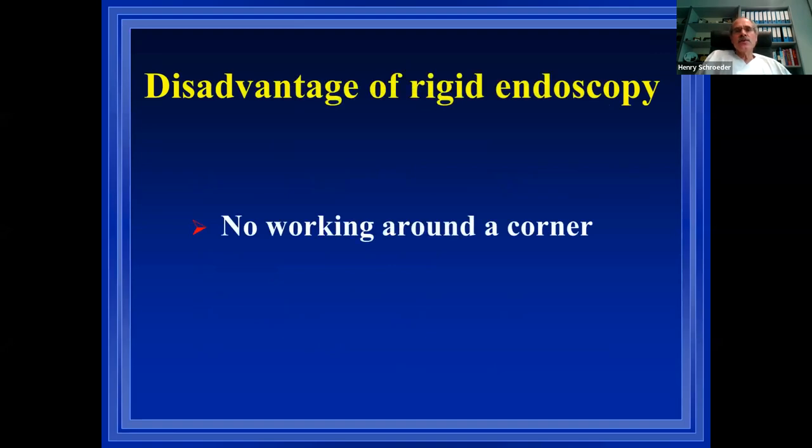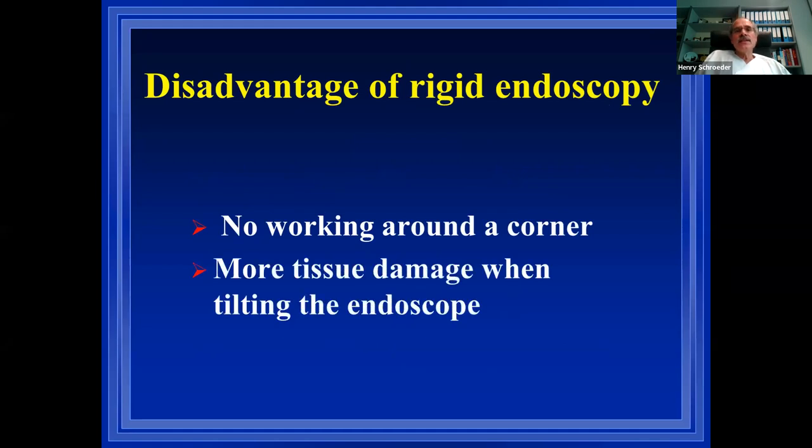The disadvantage is, of course, we cannot work around the corner because it's a rigid endoscope. And when you move the endoscope in the cortical puncture channel, you have more risk to damage tissue around.